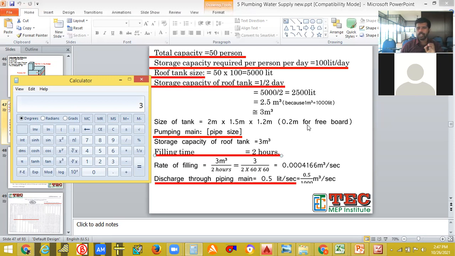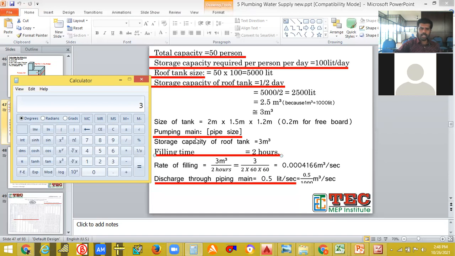at least 0.2 to 0.3. You can give 0.2 as the free board. That is called the free board. It's a vacant space, and you have to give that. So when you are sizing the tank, you can give 2 into 1.5 into 1.2 meter. So you can give like that.